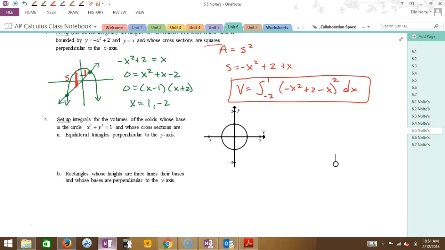What's the problem with the equation of a circle? Yeah, you have x and y's on the same side, and it's technically not a function. Right? It doesn't pass the vertical line test. So you have to be really careful when you do this, because when you do integration, it's got to be a function. So we have this base, which is a circle, and we're going to do equilateral triangles that are perpendicular to the y-axis. So that means everything has to be in terms of y.